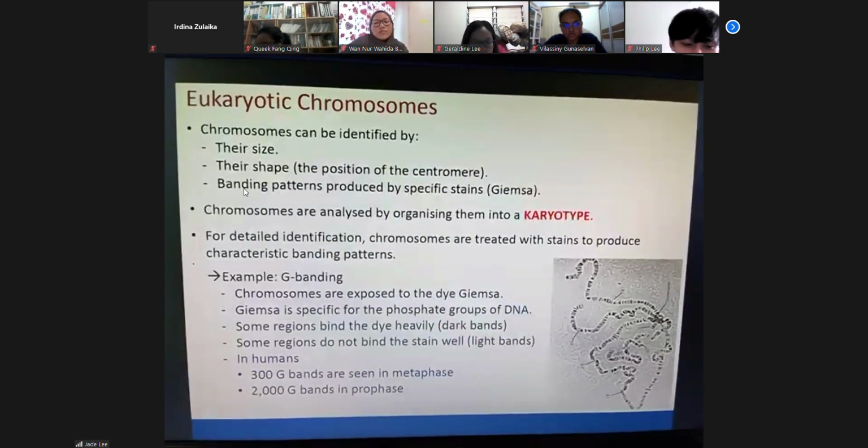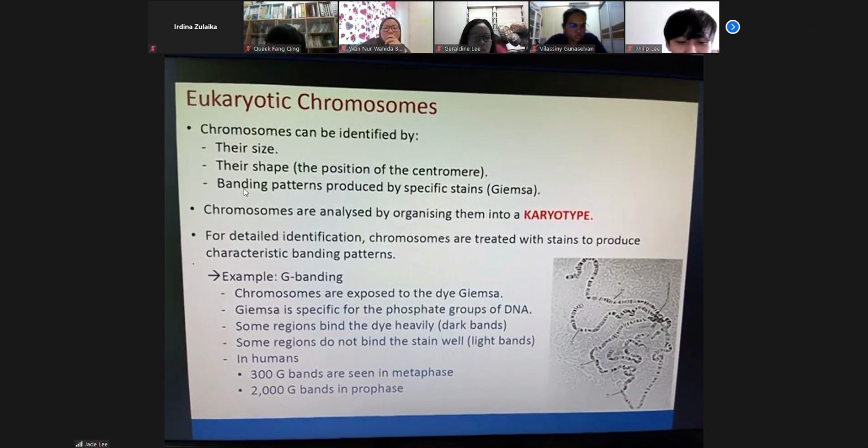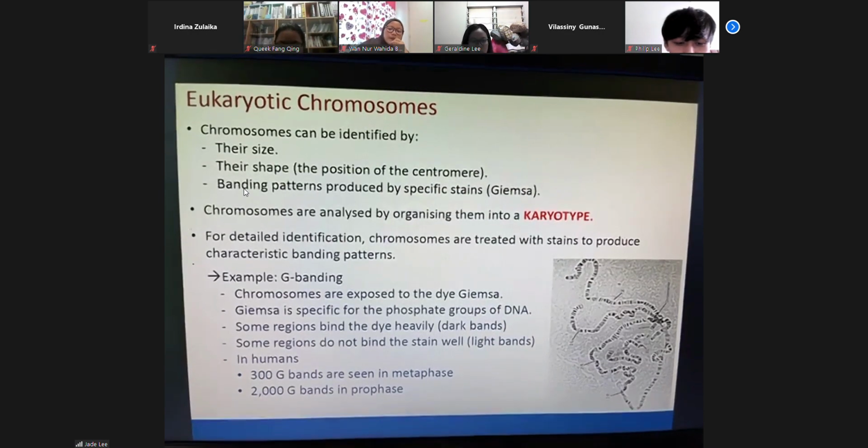Okay, so chromosomes are analyzed by organizing them into a karyotype. So karyotype is where we look at the number of the chromosomes and also the appearance of the chromosomes. Karyotyping is an analysis. Okay, chromosome analysis, we call karyotyping lah. If orang kata, I want to do karyotyping, that means chromosome analysis. Okay, so for detailed identification, chromosomes are then always treated with a stain to produce the characteristic banding pattern.